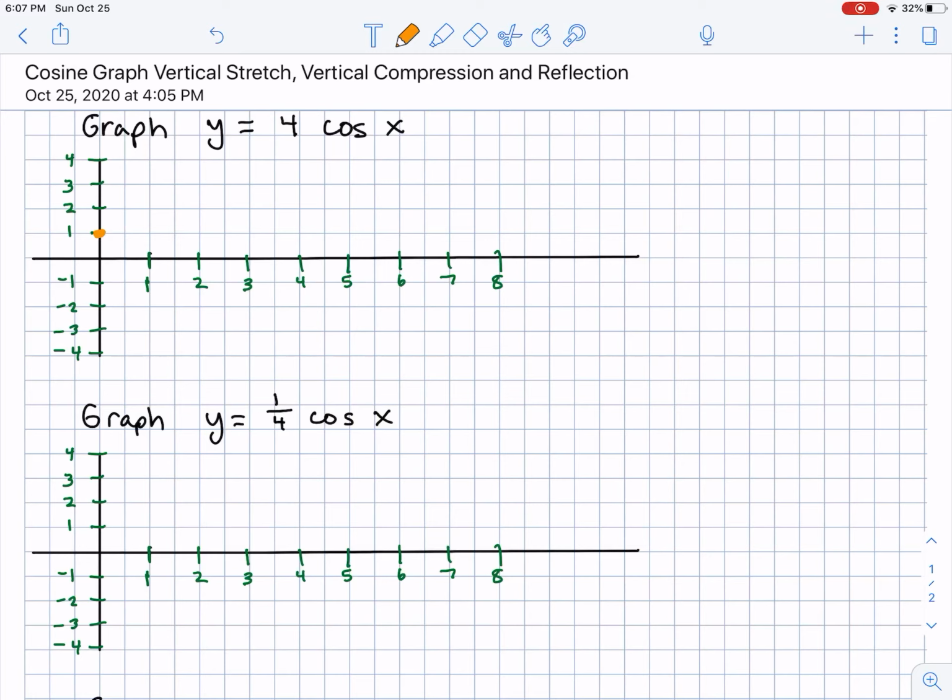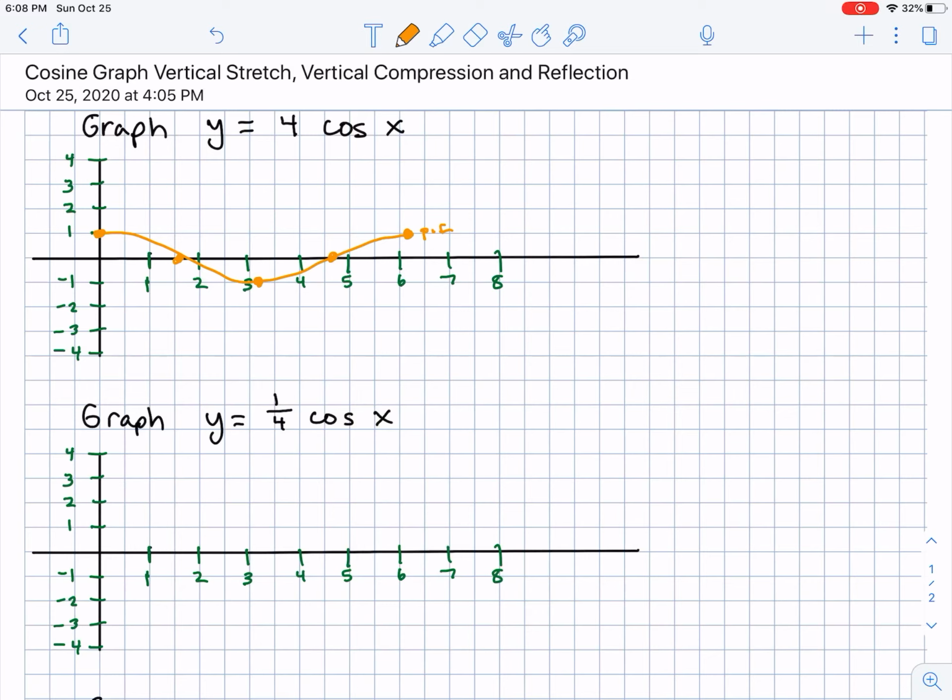I know my maximums for a cosine function are at 0 and 2 pi, which is 6.28, and the minimum is at pi. I have zeros at pi over 2 and 3 pi over 2. So this is my parent function, and notice for this parent function, I have a period of 2 pi.